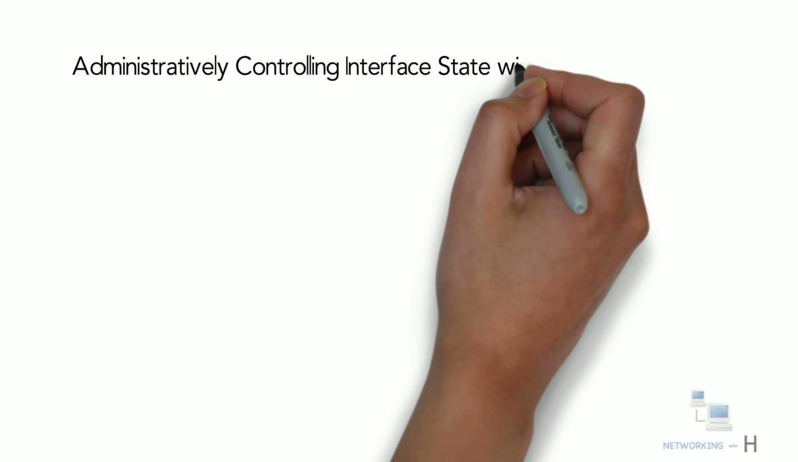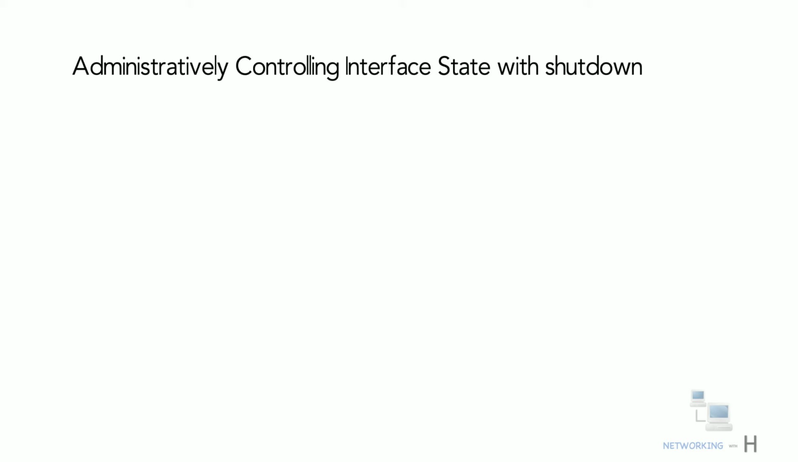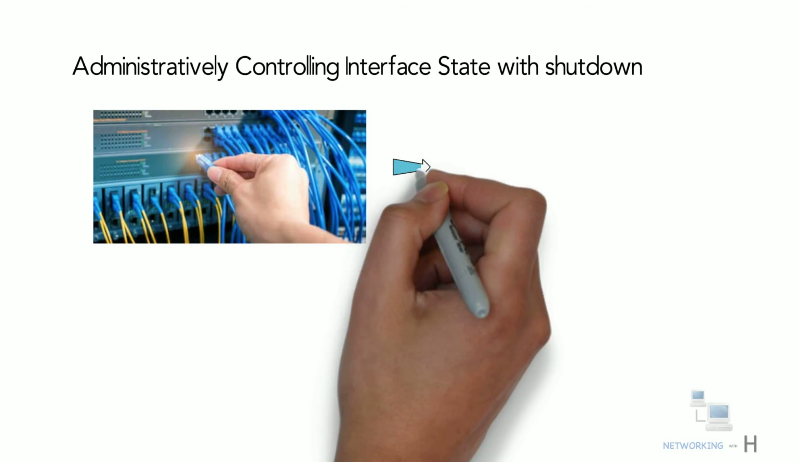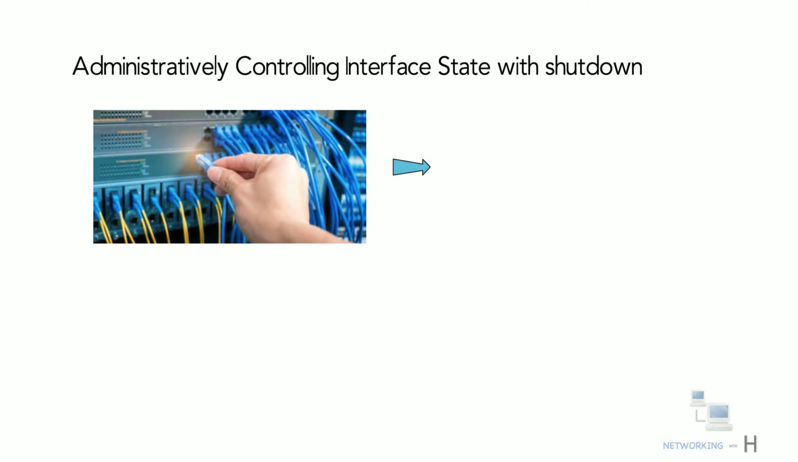Let's see how administratively we can control interface state with the shutdown command. As you might imagine, network engineers need a way to bring down an interface without having to travel to the switch and remove a cable. In short, we need to be able to decide which port should be enabled and which port should be disabled.